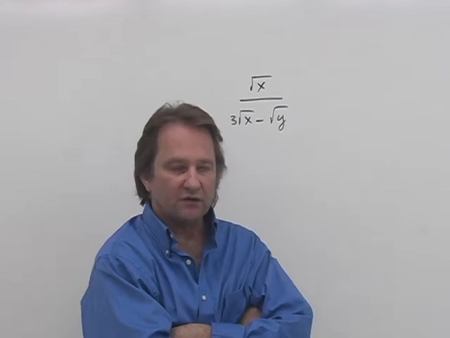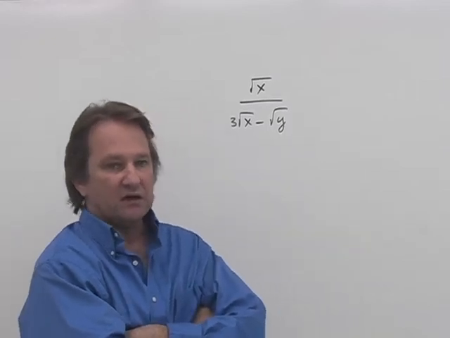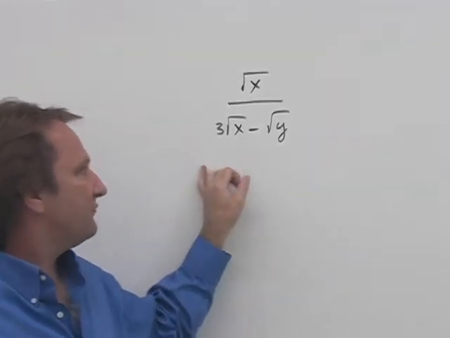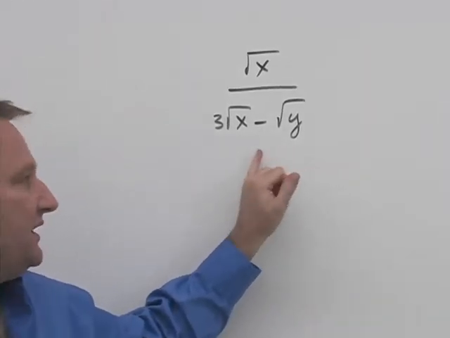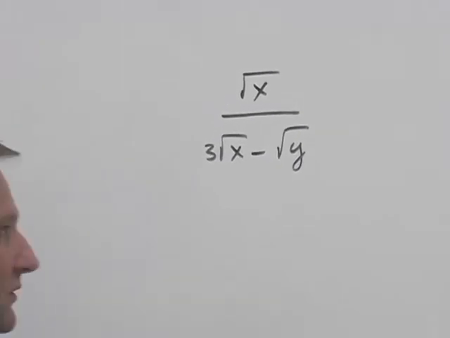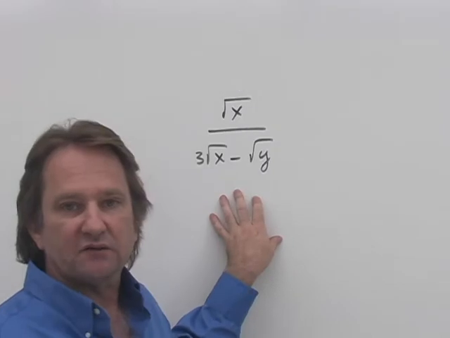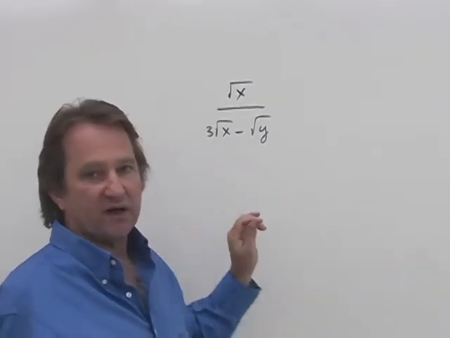Number 12 is also a simplification problem. This expression is not in the simplest form because we have radicals in the denominator. Anytime you have radicals in the denominator, you know that you don't have the simplest form. So in order to clear those radicals from the denominator, we need to apply a conjugate.